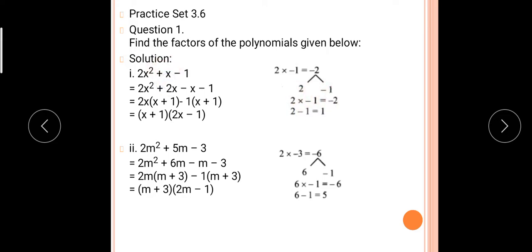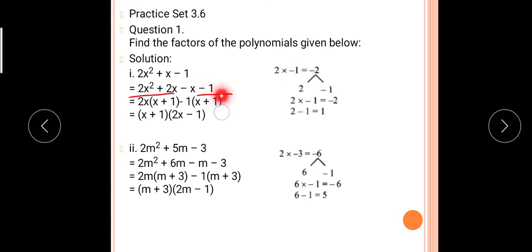So instead of x, what do we have to write? 2x square plus 2x minus x minus 1. Now divide these 4 terms into two parts. From the first two terms, 2x is common, and x plus 1 remains. What remains? x, and in the second term, plus 1.